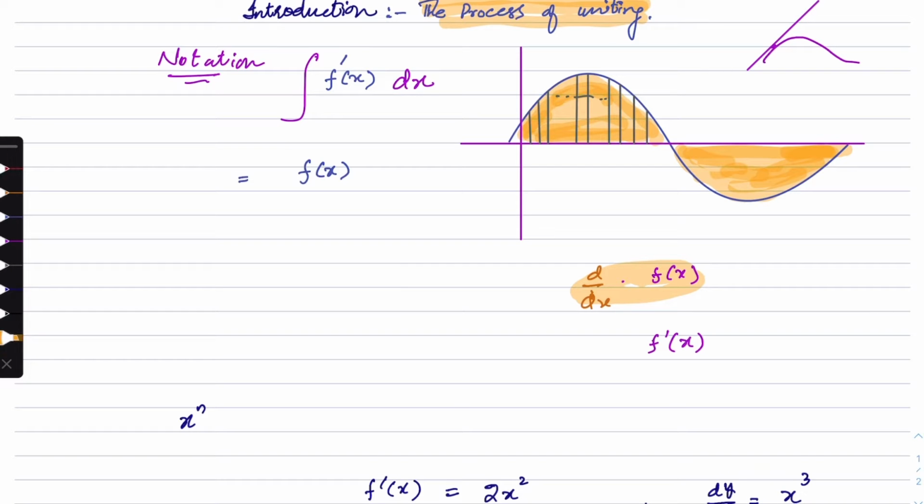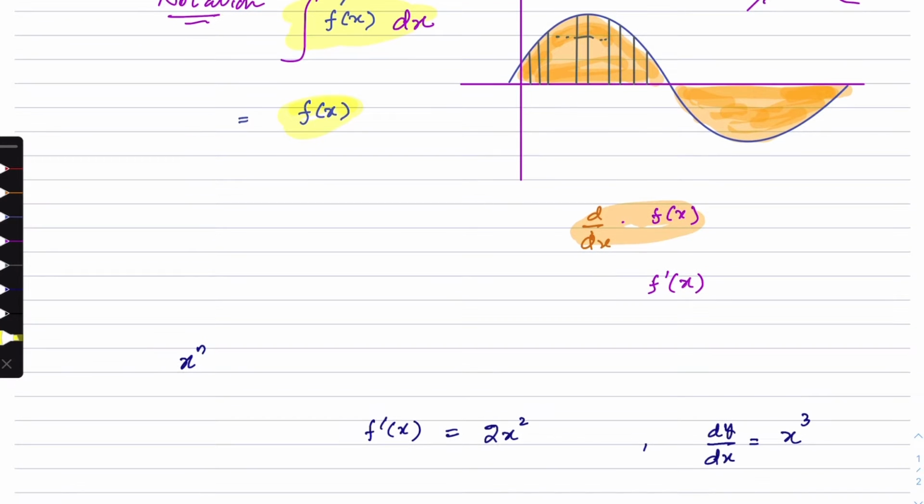So if we have a function like this, f dash of x, this is the integral sign, and dx goes with the integral sign. When we integrate this f dash of x, we will get f of x. When we integrate any function f dash of x, we will get the original function f of x. Now we will discuss the first formula for integration.